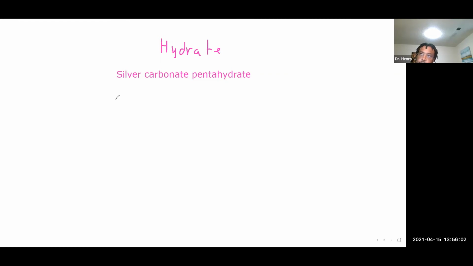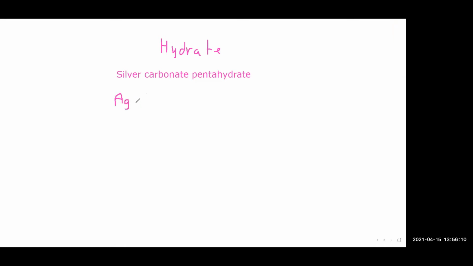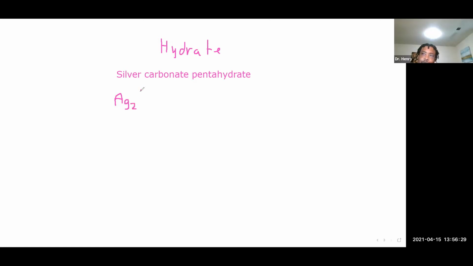Silver, Ag. Let me see what carbonate is real quick. CO3 2 minus. Silver's diatomic, so it'd be Ag1. Do we have to put a 1 there? Ag2. Yeah, you need to. It's transitional. So I need 2. CO3.